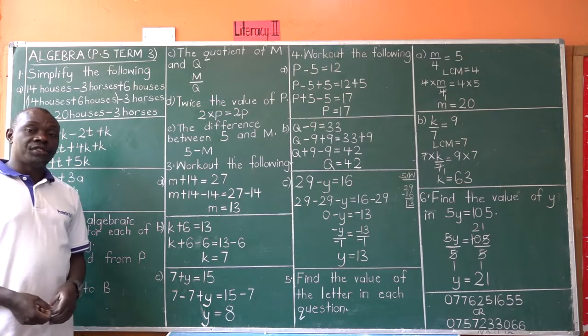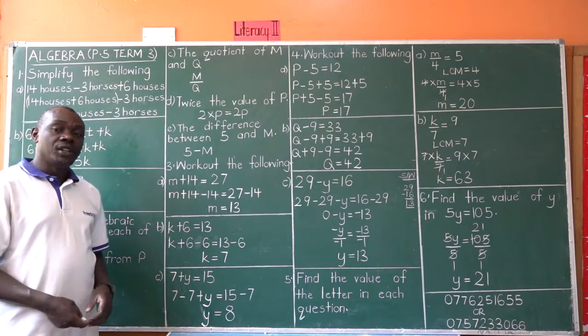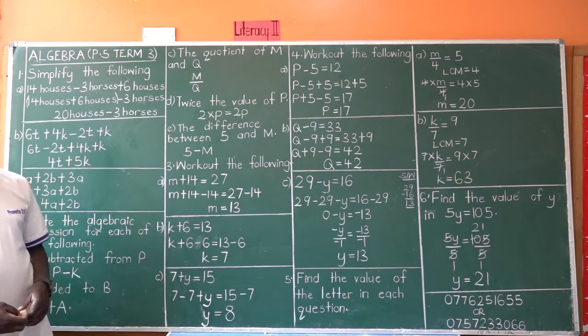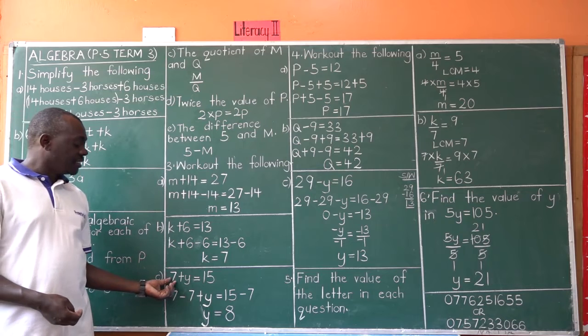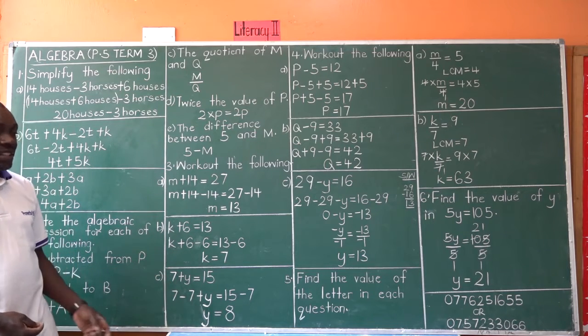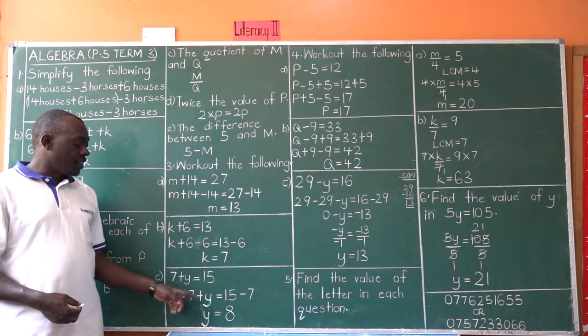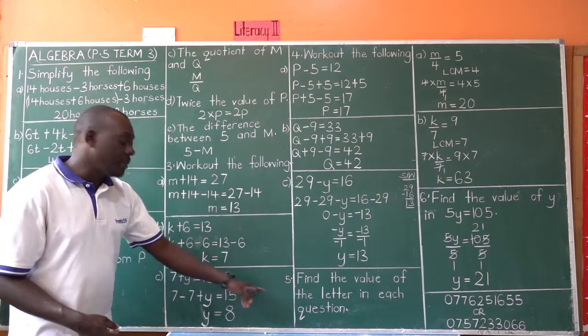So the opposite of positive is negative. And we say, to spoil a positive, you introduce a negative of the same value. So to do away with this 7 this side, you subtract 7 from both sides. You say 7 minus 7 plus y equals 15 minus 7.